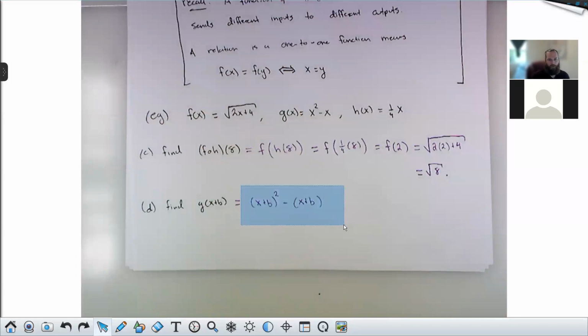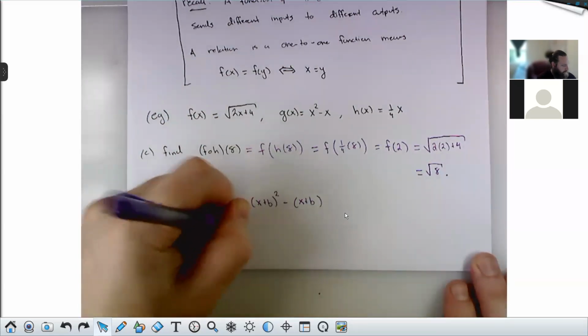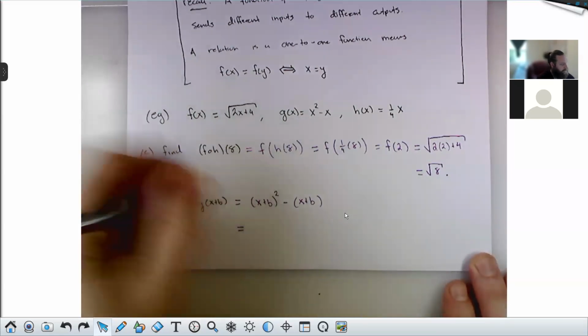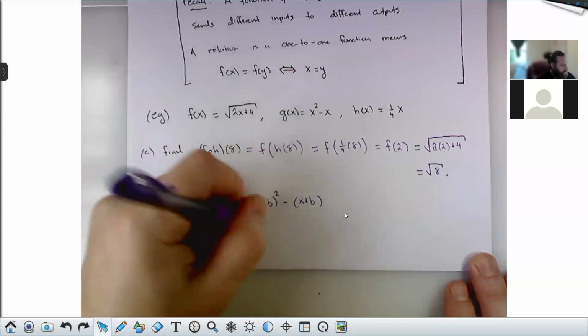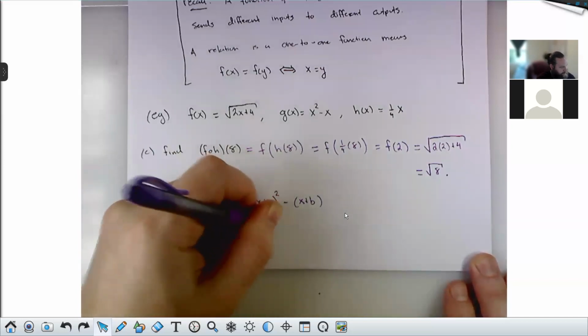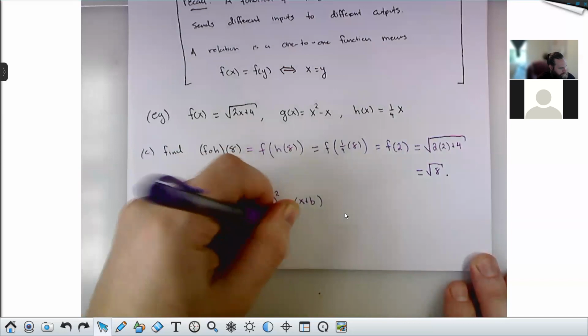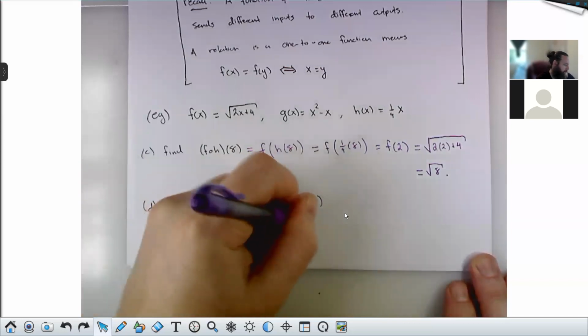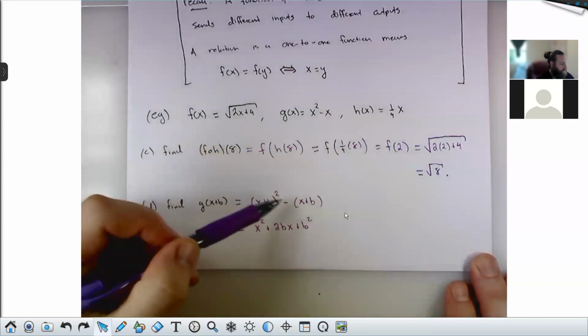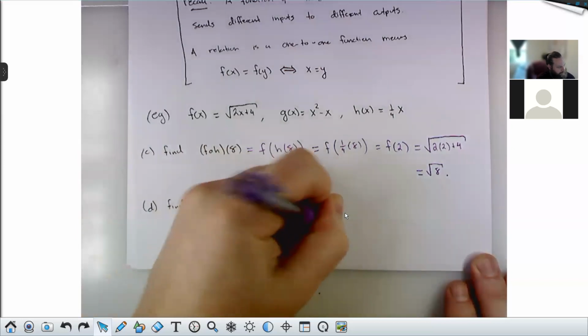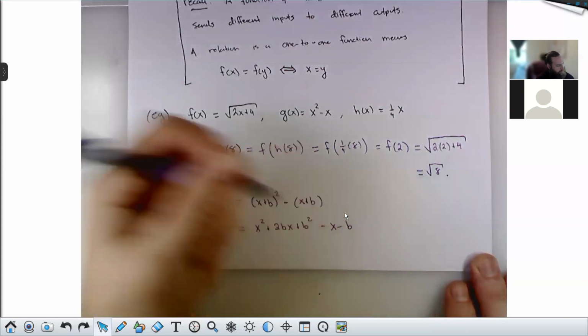How much you want to work with this is up to you. You could FOIL this out if you want. You could just leave it like this. I would be perfectly happy with this. But just for fun, let's see what happens if we FOIL this out. There might be some cancellation. So this would be x squared plus 2bx plus b squared. And then when I distribute this negative, I'll get minus x minus b.